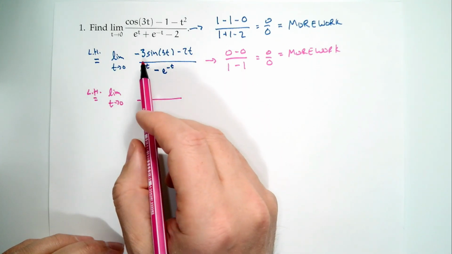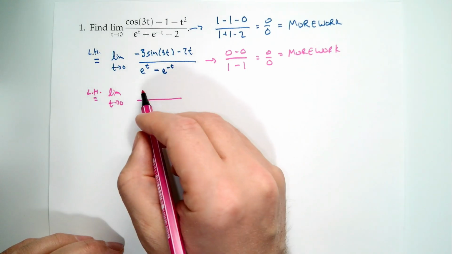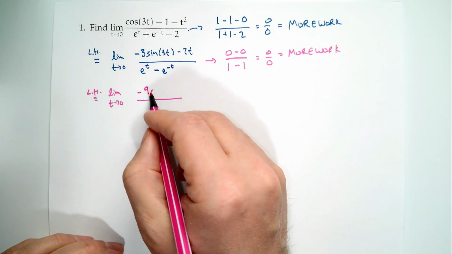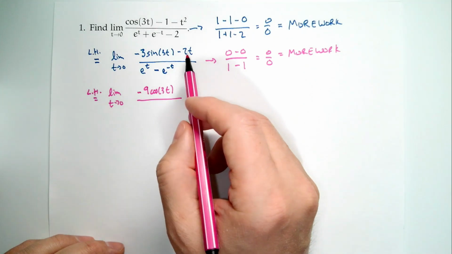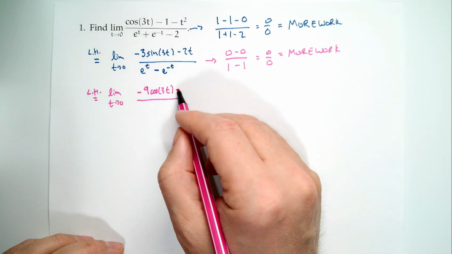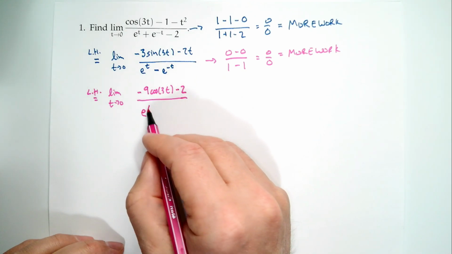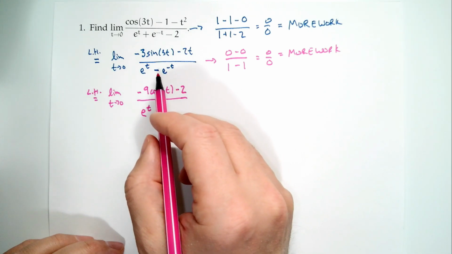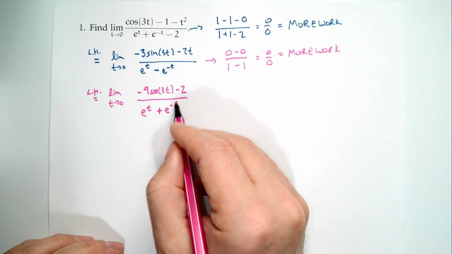The derivative of the top: the derivative of sine is cosine, and there's going to be a 3 coming out, so minus 9 cosine 3t. The derivative of minus 2t is minus 2. Downstairs, the derivative of e to the t is still e to the t, and the derivative of e to the minus t is minus e to the minus t. There's already a minus there, so two minuses make a plus.